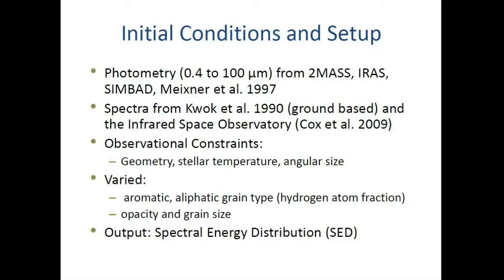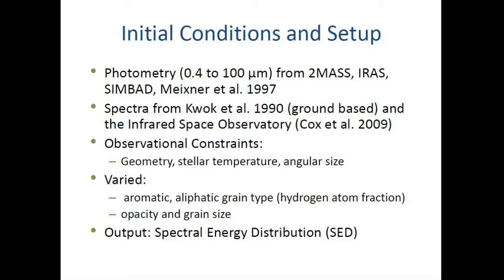These include photometry from 0.4 to 100 micrometers from the 2 Micron All-Sky Survey, IRAS, the SIMBAD database, and Meixner from 1997. The spectra are from Kwok's ground-based observation in 1990 and the Infrared Space Observatory as published by Cox in 2009.